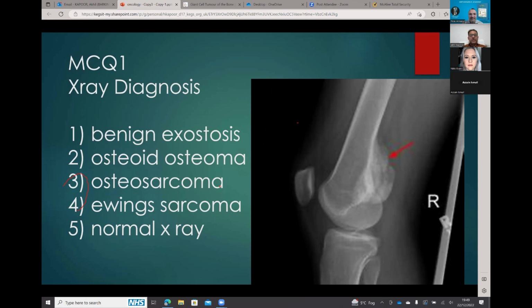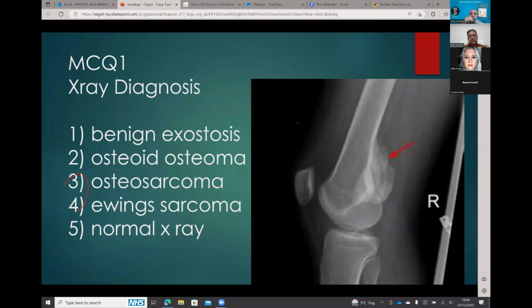So we all can see that this is a lower part of the femur. It's roughly in the metaphysis. It is going beyond the boundaries of the cortex. So it's more than likely to be a malignant lesion. So it's not a normal X-ray.